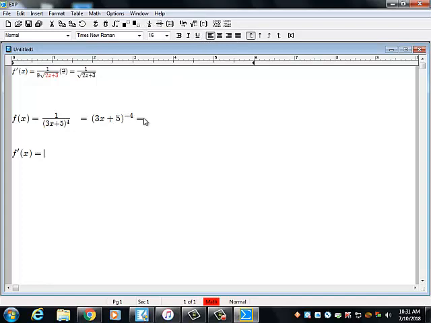Then, I don't have the ability to use my little arrow. The arrow is the best thing about that little program. The negative 4 will come out front. So we're going to get negative 4, 3x plus 5. Now you got to drop the negative 4 by 1, right? So this becomes negative 4 minus 1, right? And then you have to multiply by the derivative of the inside, yes? So what we get here is negative 4 times 3 is negative 12. 3x plus 5 to the negative 5.